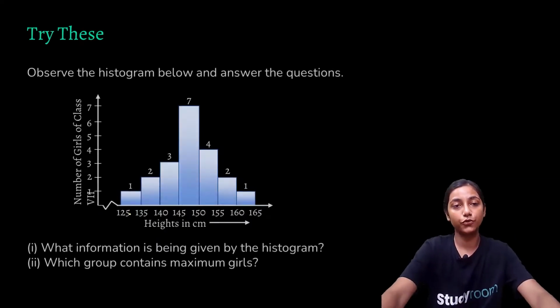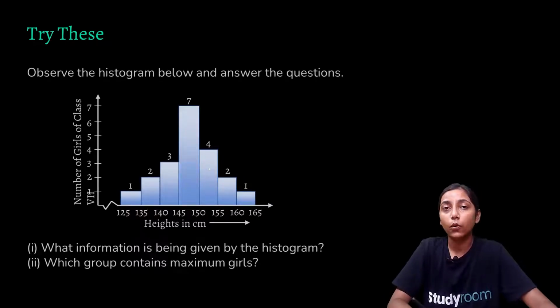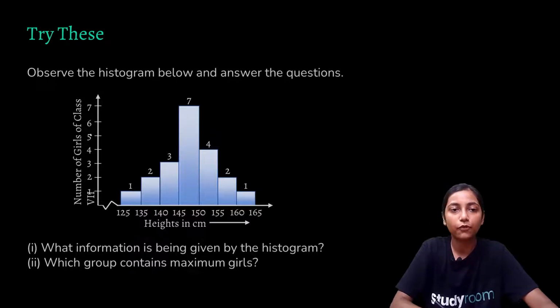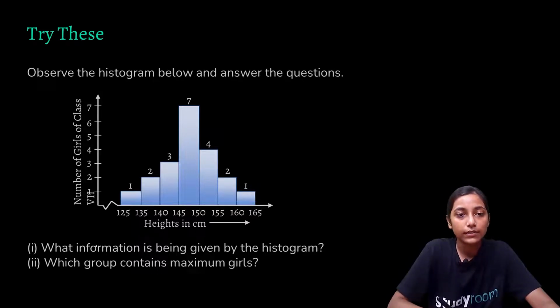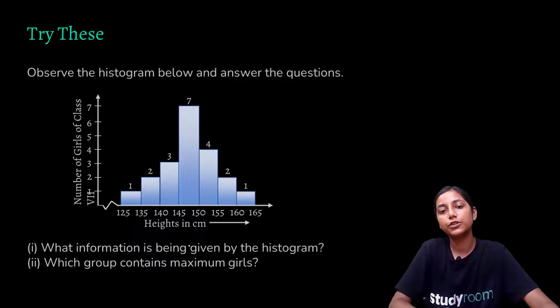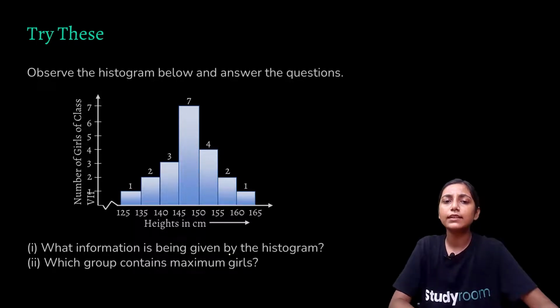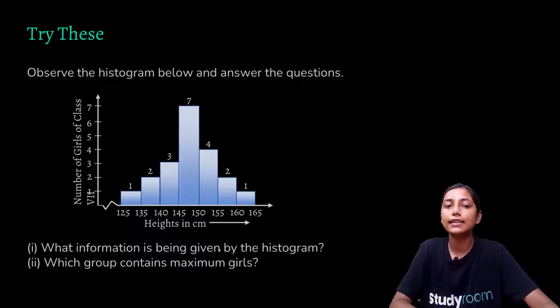We have got a question to try. Observe the histogram below and answer the questions. So this is a histogram. We can see heights in centimeters and the number of girls of class 7th. The first part asks what information is being given by the histogram. It is telling us about the number of girls of class 7th that have heights in centimeters in these intervals: from 125 to 135, 135 to 140, and so on.